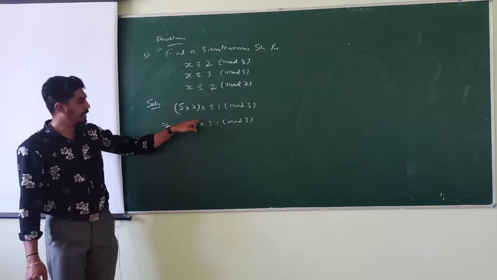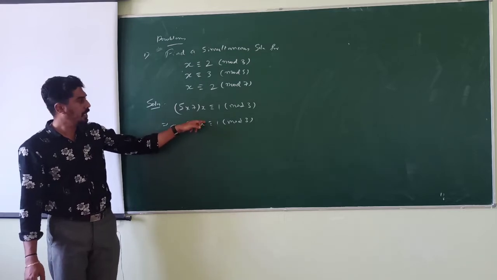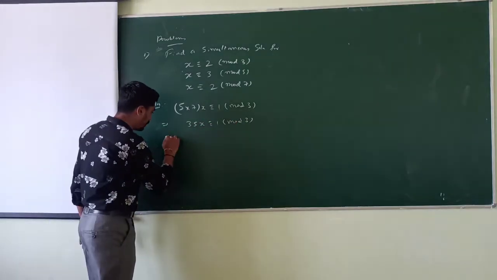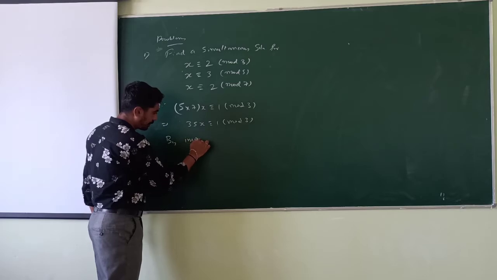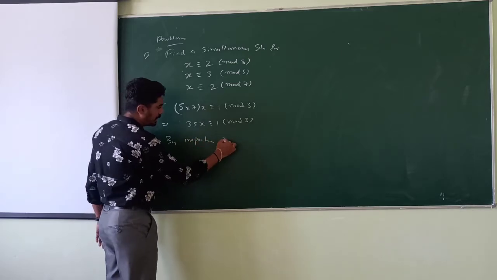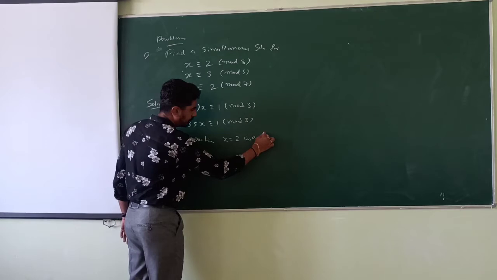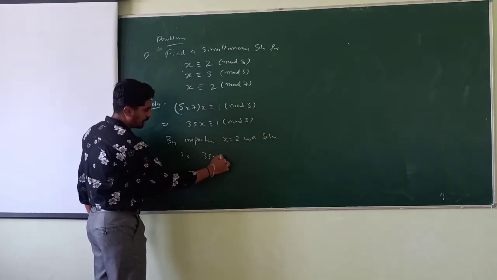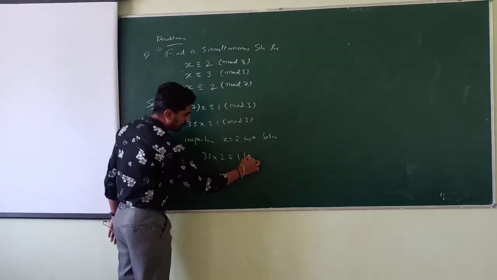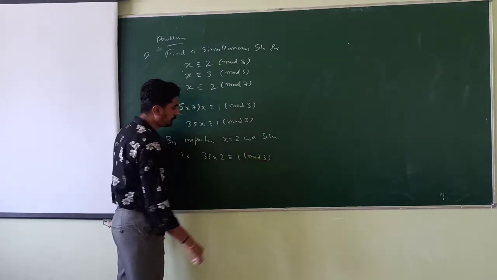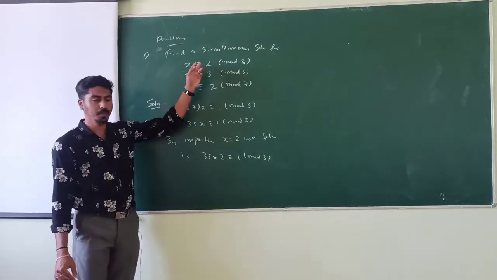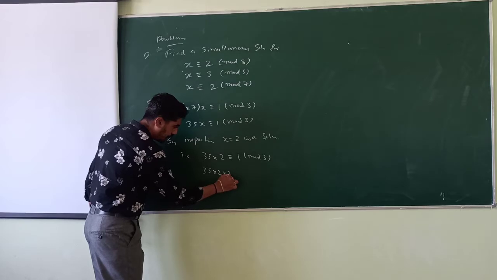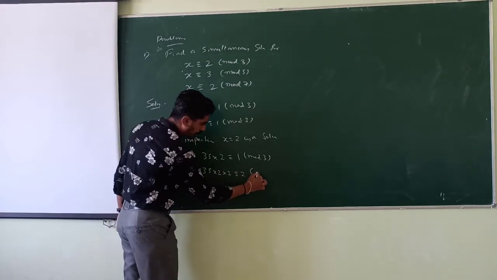If I put x equal to 2, we get 35 into 2 is 70. 70 minus 1 is 69, which is a multiple of 3. Therefore, by inspection, x equal to 2 is a solution. That is, 35 into 2 is congruent to 1 modulo 3. Here I have 2, so I multiply both sides by 2. I get 35 into 2 is congruent to 2 modulo 3.